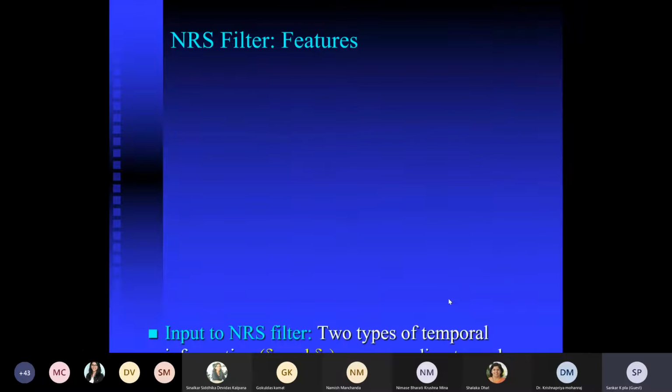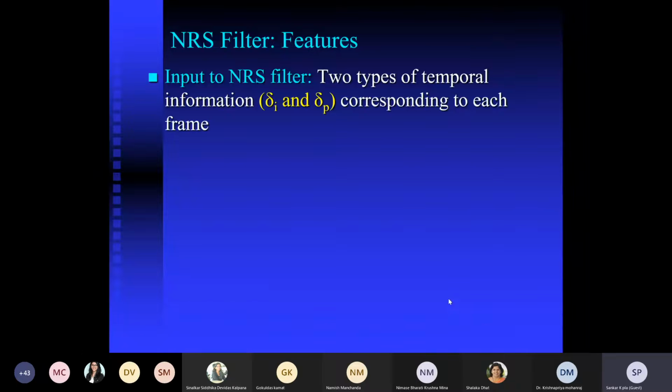So what is the filter characteristic? I take as input to the filter two types of temporal information corresponding to each frame. One is to take frame t with t minus 1, t with t minus 2, t with t minus 3, t minus 4, and so on. And I take their union. So I get one frame. This is what is called delta P.